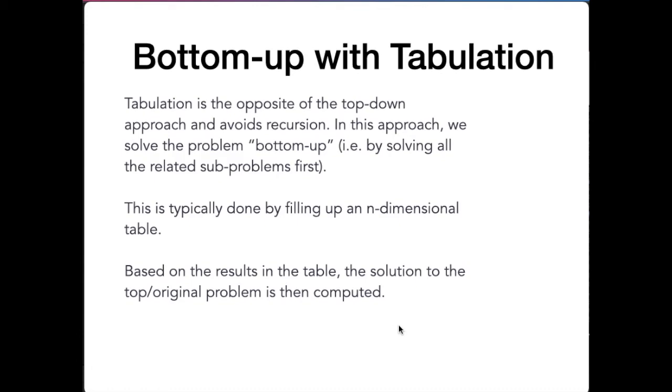The second approach is bottom-up with tabulation. This is much more straightforward compared to memoization because this is a computation that starts from the base cases and then fills up the table until fib of n is reached. So the tabulation is actually the opposite of the top-down approach, and this approach is not using a recursive definition. In this approach, we solve this by filling up the table from index 0 up to index n.